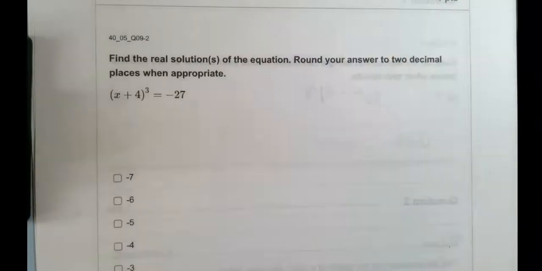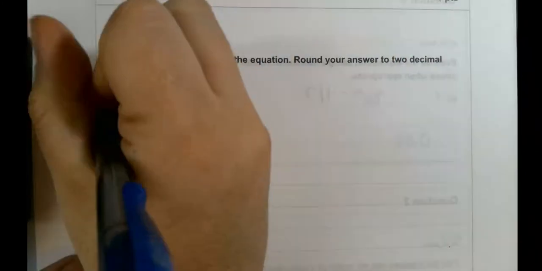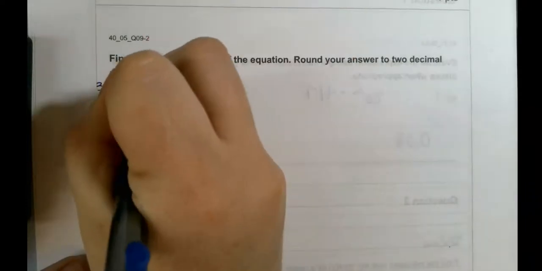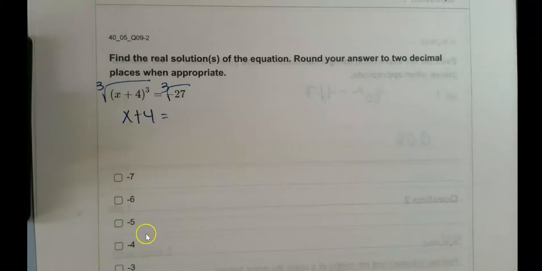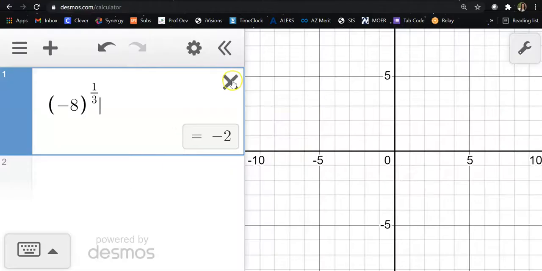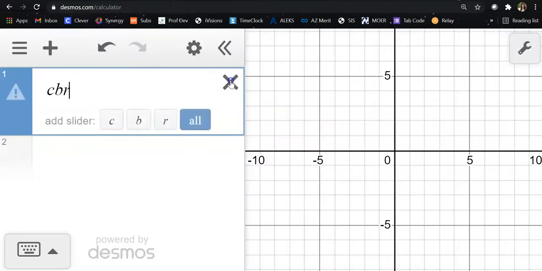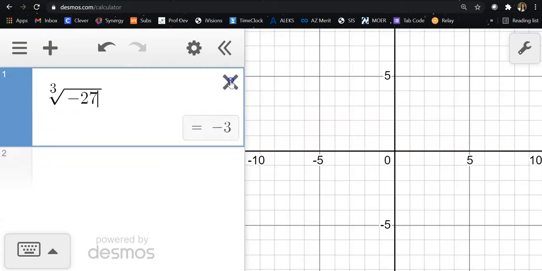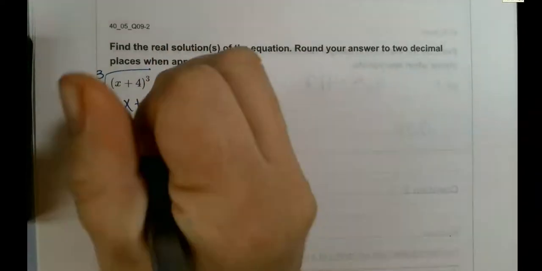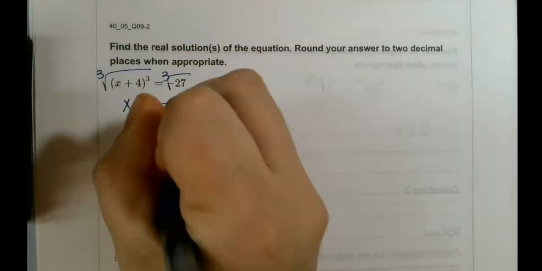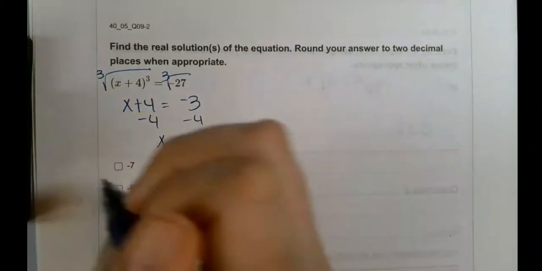Moving on, this one wants me to solve and then round to 2 decimal places, so I want to start off by finding the cube root of both sides. I get x plus 4 on the left, and then the cube root of -27, I can go back to Desmos. CBRT gets me the cube root, and then this gets me -3. So then I just want to go ahead and solve. I'm going to subtract 4 on both sides. I get x equals -7.